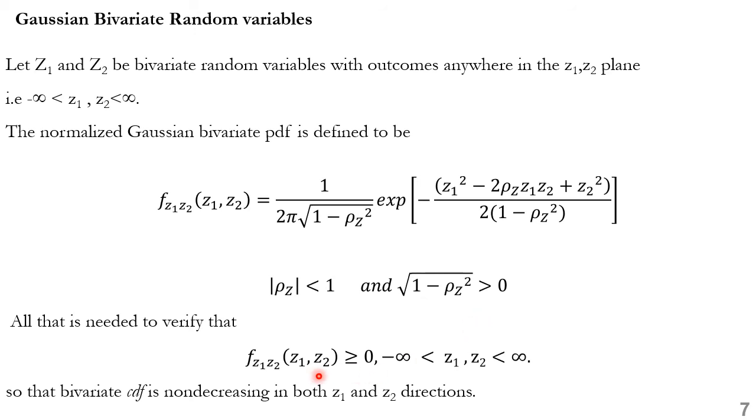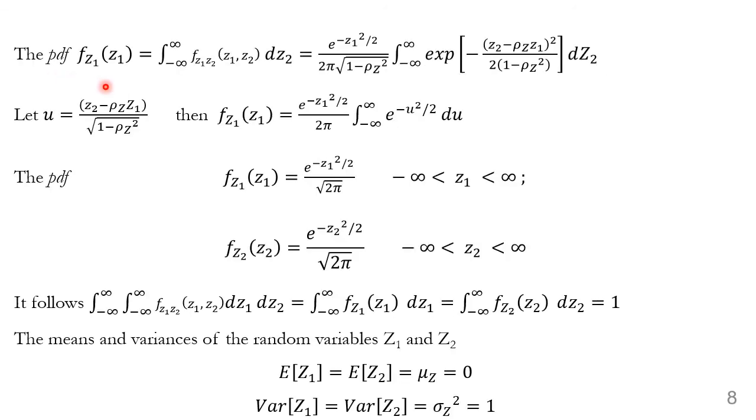Therefore, the PDF of Z1 and Z2 is greater than or equal to 0 for all values of z1, z2 varying between minus infinity to plus infinity. And the bivariate PDF is non-decreasing in both z1 and z2 directions. Let us define the marginal PDF. f z1 of z1 is the integral of the PDF integrated with respect to z2. Let us substitute the PDF value for f z1 z2, that is substituted here.